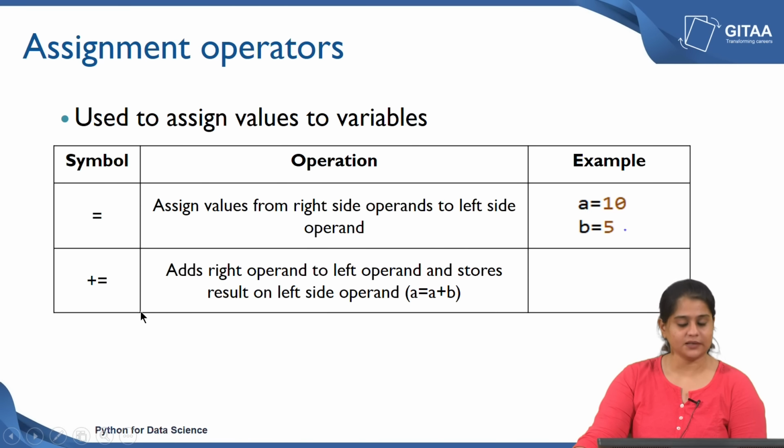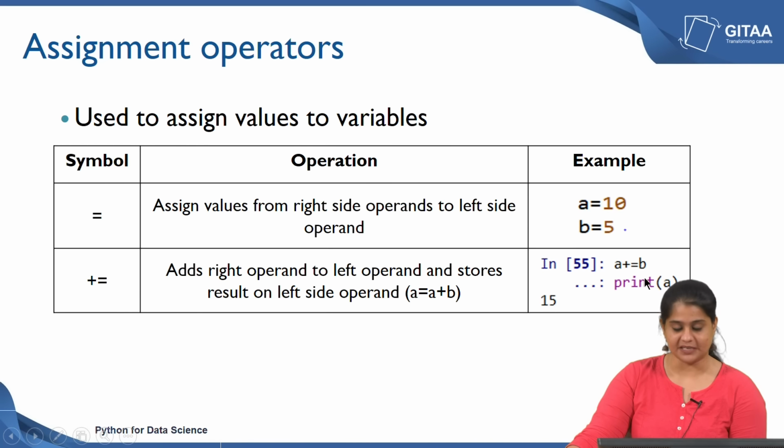The next operator that we are going to look into is the plus equal to operator. What it basically does is first add the right operand to the left operand and then store the result on the left side operand. Now, let us take the same variables a and b. If I were to denote a plus equal to b, then this would translate to a equal to a plus b. I have indicated that within parenthesis here. So, whenever I give a plus equal to b, then I am saying a is equal to a plus b.